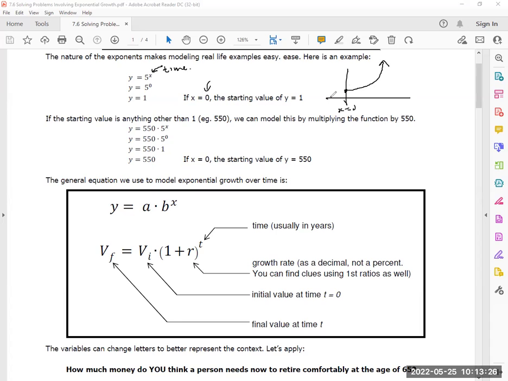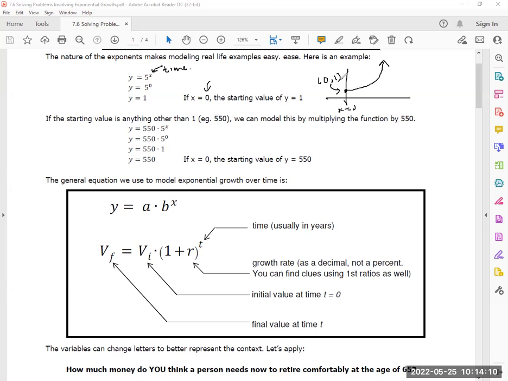If you remember, what is the value of anything that has an exponent of 0? 1. Anything that has an exponent of 0 is 1. And so what is this value? When x equals 0, the y value is 1. It's always going to be (0, 1). What I'm trying to say is this: every time I have an exponential graph, I have to start at 1. But does that make sense? Is that fair? Is that useful?